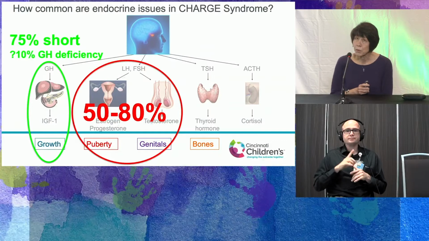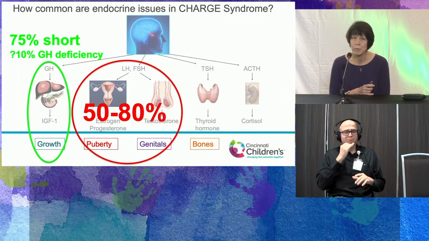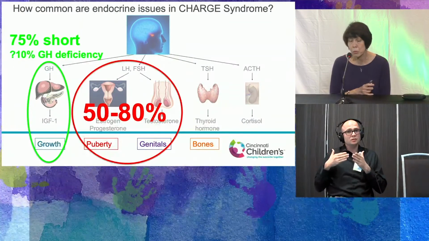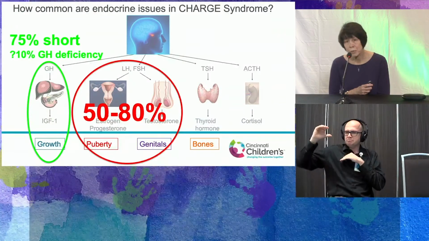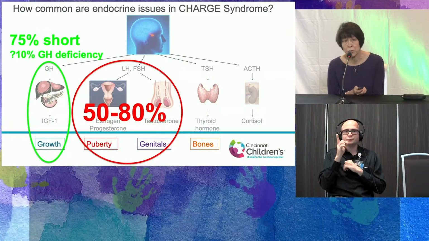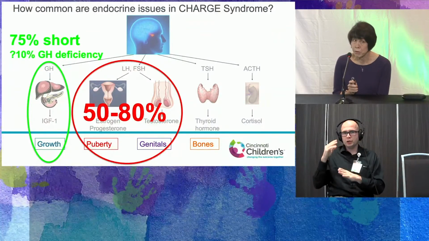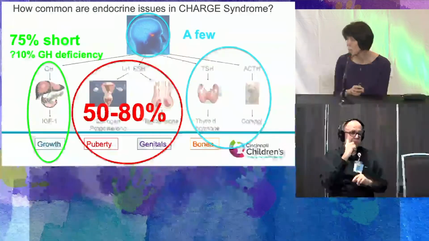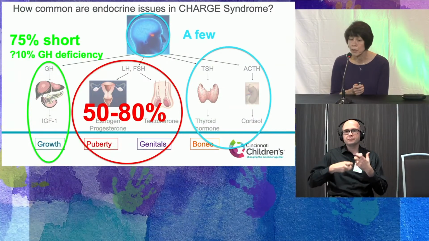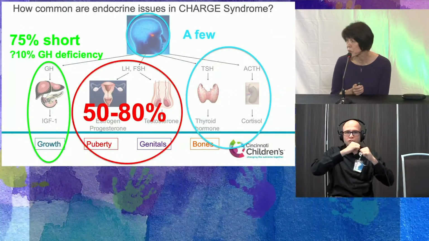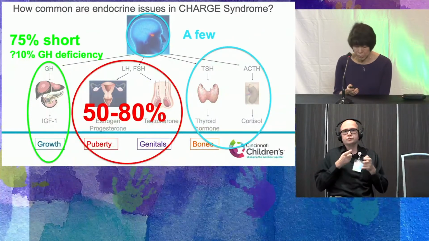And then those who answered growth hormone, you're not entirely wrong. In fact, about 3/4 of people with CHARGE syndrome may have short stature. However, only a minority of those would typically have growth hormone deficiency, contrary to popular belief. And then a few might have either a structural abnormality of the pituitary gland or a deficiency of the hormones controlling the thyroid or the adrenal gland.